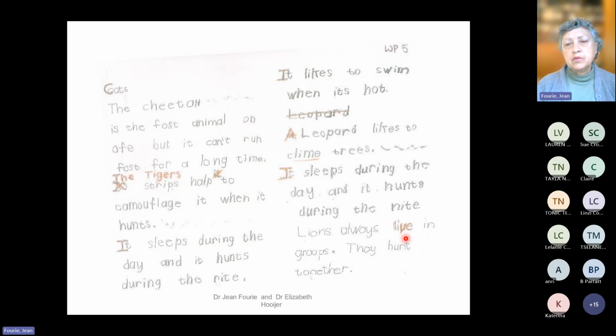The child was able to see that the word live was spelled incorrectly. L-I-U-E was changed from a U to a V, L-I-V-E, so they were able to self-correct. Live in groups, did not pick up the word groups spelled incorrectly, although it looks phonetically okay. Groups, G-R-O-O-P-S. So we are going to have to do a remedial session on how to spell group, G-R-O-U-P. And the last one, they hunt together.